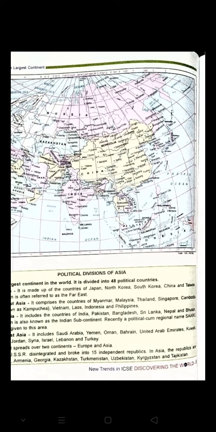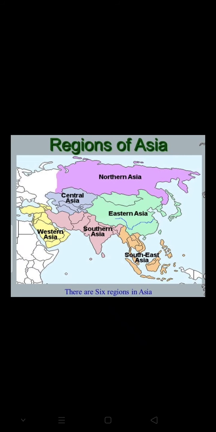Okay, now the longitude. Asia lies entirely in the eastern hemisphere, that means east of the prime meridian. Only a small part of Russia extends into the western hemisphere. Asia lies between longitude 25 degrees east and 170 degrees east.